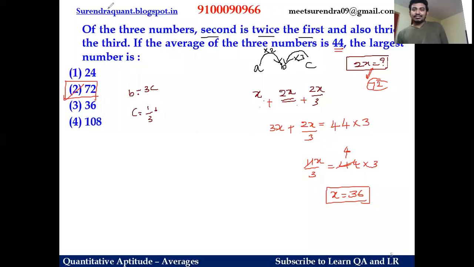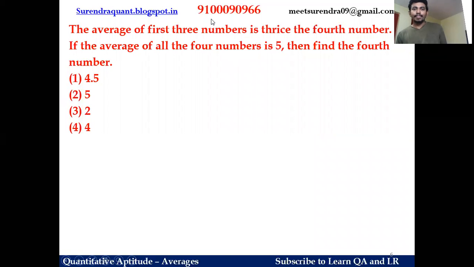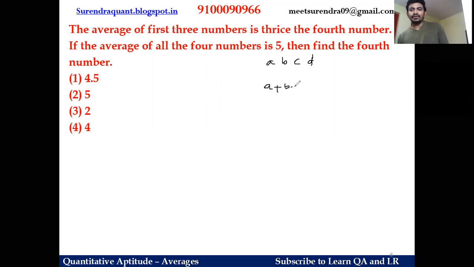Okay, let's go for the next question. We'll do a few more such questions, guys, so that we get enough practice. Let's see. The average of the first three numbers is thrice the fourth number. So let us consider the four numbers as A, B, C, D in our mind. Then the average of three numbers means A plus B plus C by 3. This is thrice the fourth number, right?